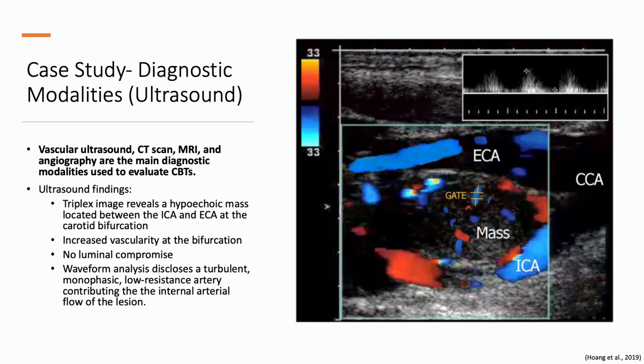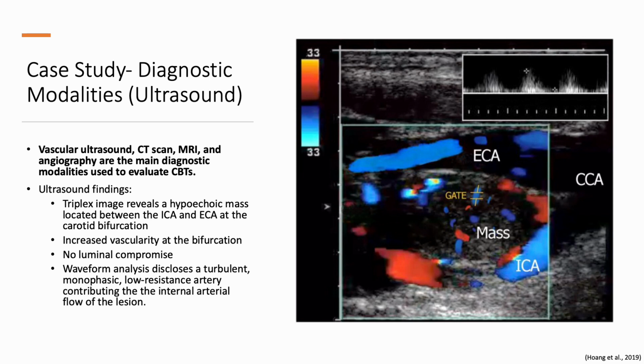It also showed increased vascularity at the bifurcation of the common carotid artery, and it also caused that splaying of the external and internal carotid arteries as well. There were no reports of luminal compromise, which basically means that the blood vessel was not being constricted.